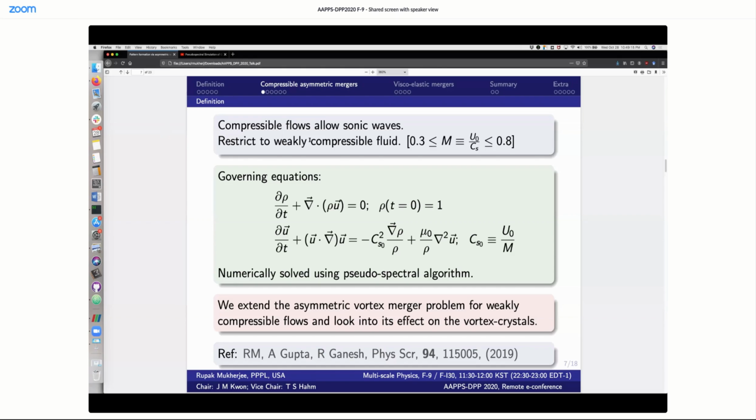And for our simulation, we have a pseudospectral simulation with some sort of de-aliasing treatments. We cannot go to very highly compressible fluids, so we restrict ourselves to weakly compressible fluid of Mach number 0.3 to 0.8. These are the governing equations. In this part of the talk, I'll extend the same problem to compressible fluids, and we will see its effect on the vortex crystals.